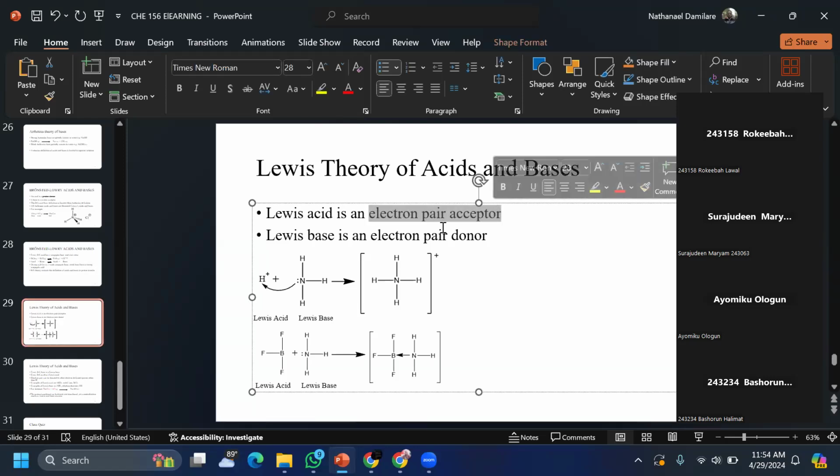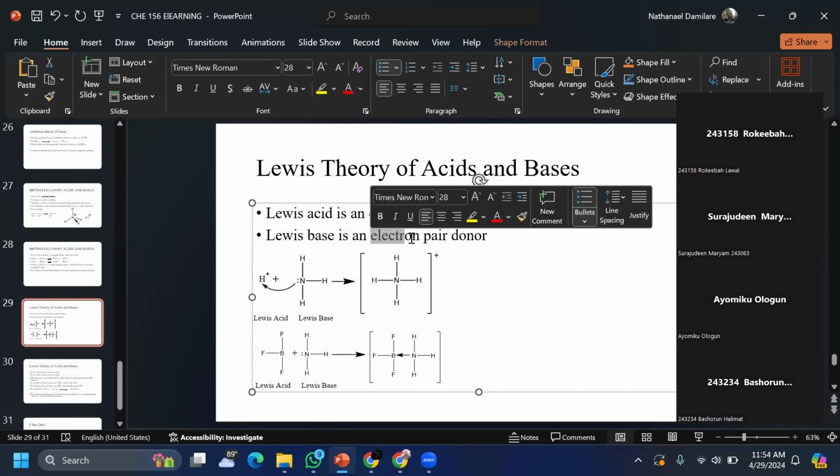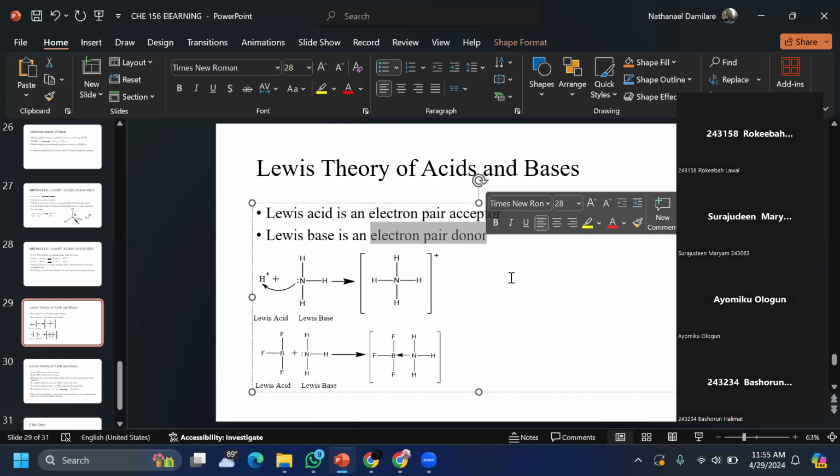It's just like this. If you have a lot of money, and I tell you, take this money, you'll say, no, you don't need it. That's because you have a lot of money. But if you don't have a lot of money, then whatever I give you, you may like to take it. So Lewis acids are electron deficient. That is why they are electron pair acceptors. And Lewis bases are electron sufficient. In fact, they are electron rich.